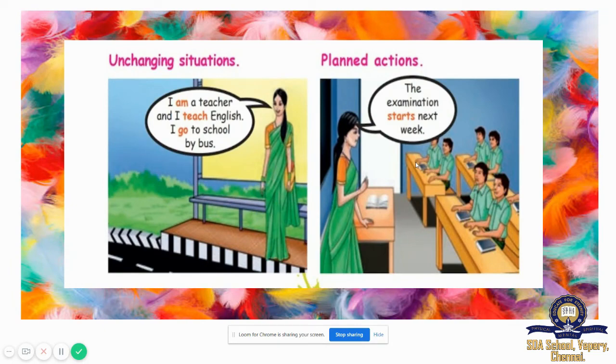So, we have learnt verb, action verb, then be verbs. Okay. In simple present tense, what have we learned? How to use action verbs in simple present tense, then how to use be verbs in simple present tense. Isn't it, children? Yes, very good.